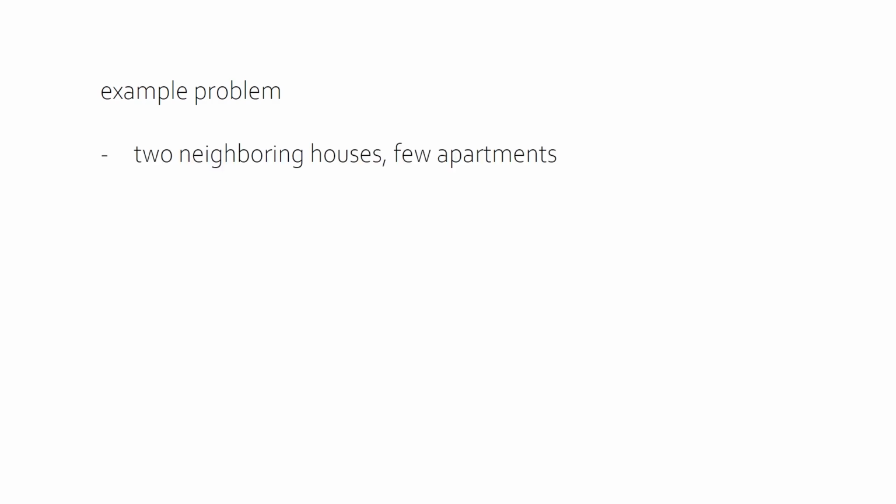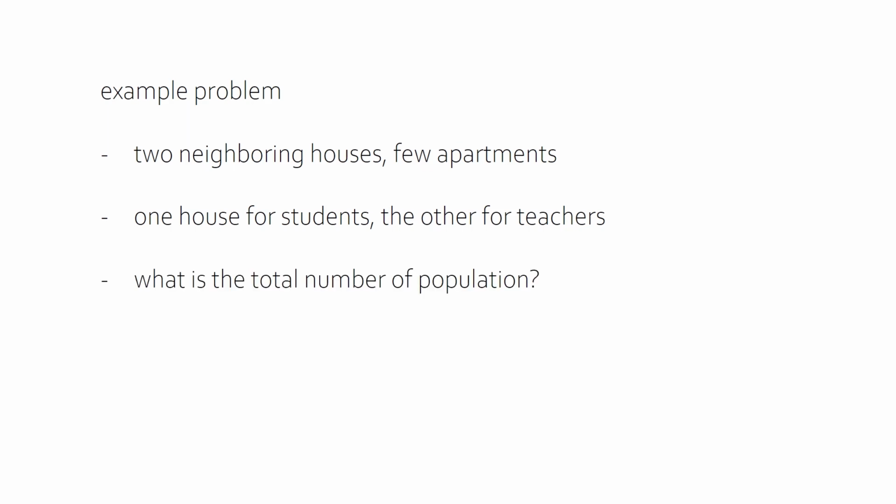Let's say there are two neighboring houses, each containing a few apartments. One house is for students and the other is for teachers. What is the total number of population? In traditional symbolic math, we would represent the answer as two variables summed. However, we would need to provide further symbolic expressions to capture all the details.